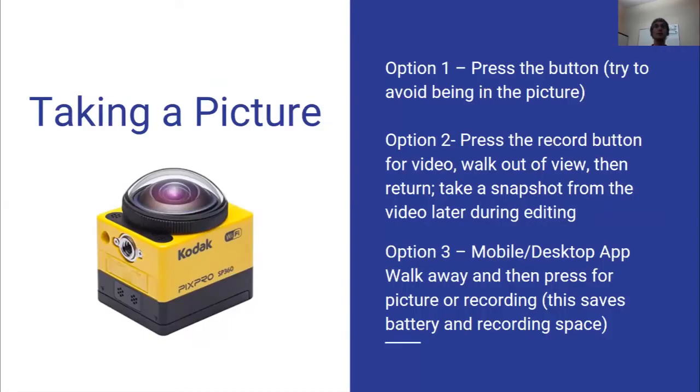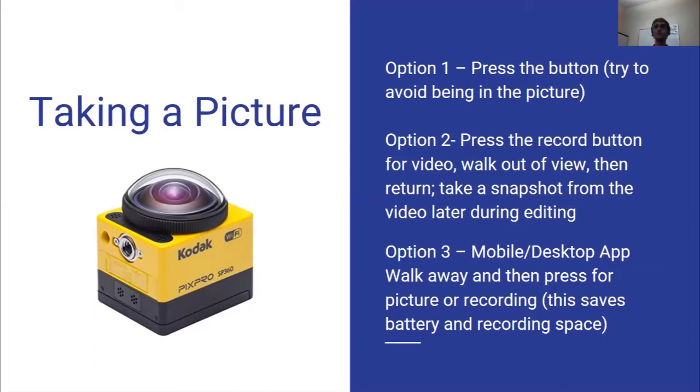To take a picture, you got a couple different options. You can just press the button and whatever's in the scene can be captured. The catch is that you can also be in the scene. So if you don't want to be there, then you need to think of another way to do it. So the second option is usually what I end up doing. I'll press the button, walk out of the video, come back.